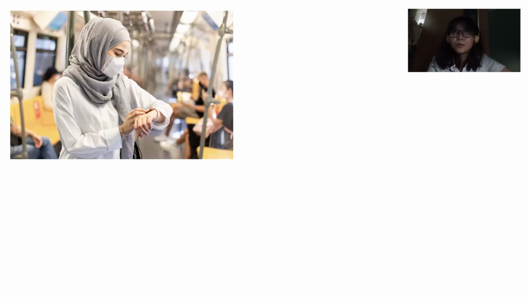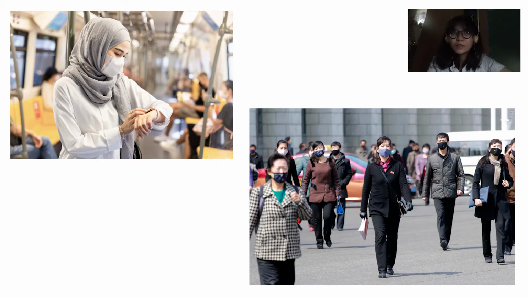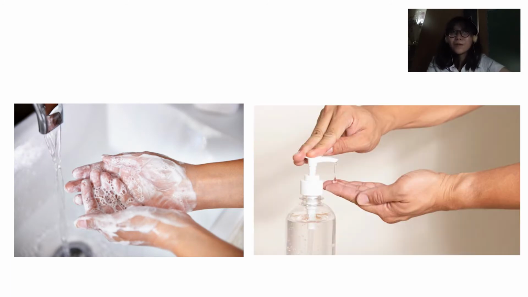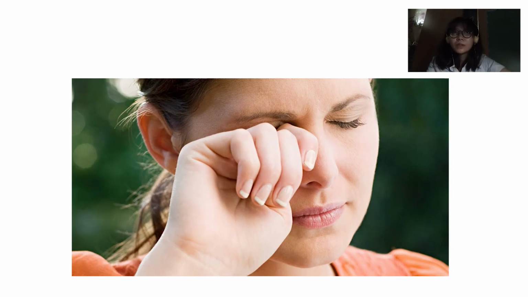Let's start with prevention methods for COVID-19. There are seven ways to prevent COVID-19. Number one, you should wear a face mask in public to prevent infection because the virus that causes COVID-19 seems to be spreading easily and substantially in the community. Number two, you should wash your hands often with soap and water or an alcohol-based hand sanitizer. Number three, avoid touching your eyes, nose, or mouth with unwashed hands.